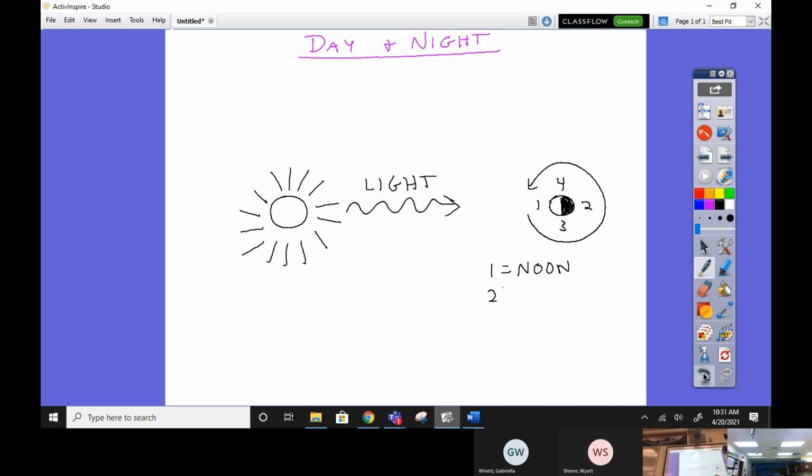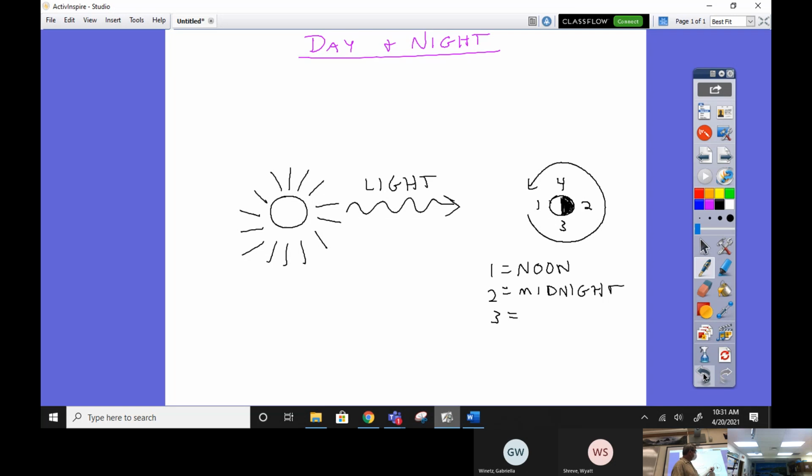The opposite of that, when you're completely on the far side of the Earth compared to the sun, that would be what time of day? 2 would be midnight. Now, these are not listed in order, are they? It actually goes 1, 3, 2, 4, doesn't it? But it's easy to figure out if noon is on this side and midnight's on the other side. But what does that make number 3?